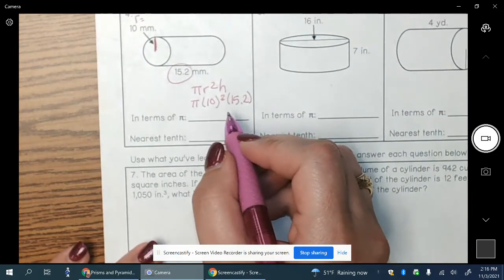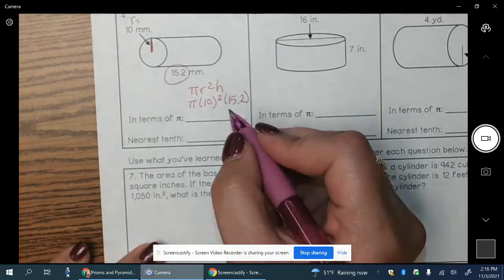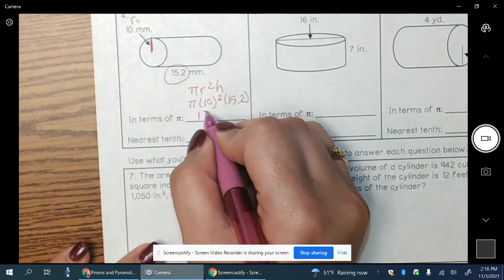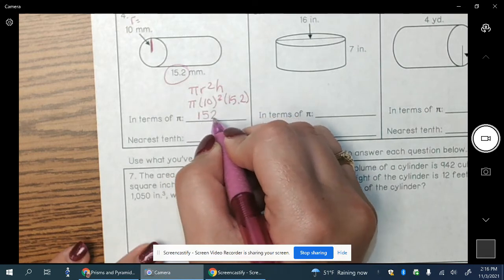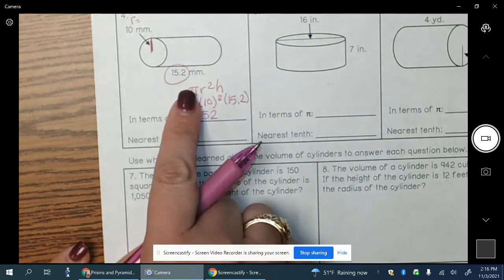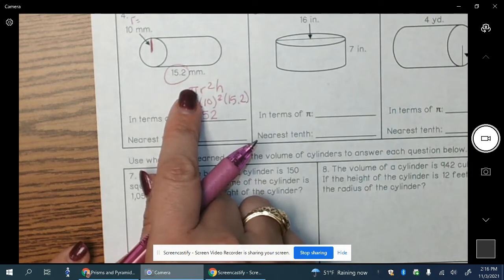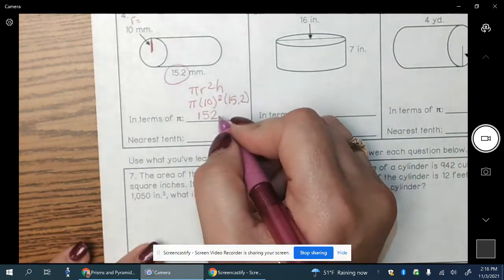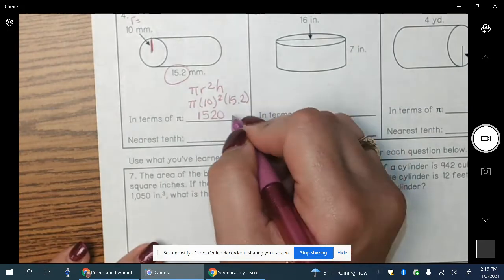So now you want to leave the pi symbol and multiply everything else. You don't use the pi symbol at all. You ignore the pi symbol and multiply everything else. So it's just radius squared times height.